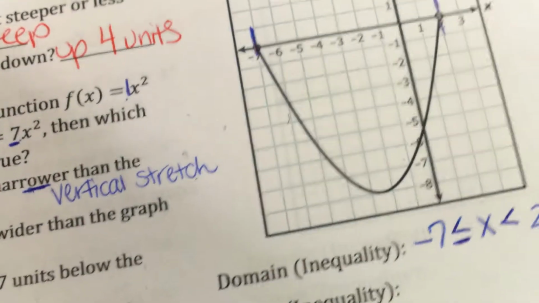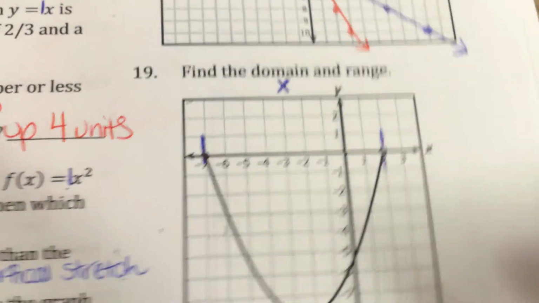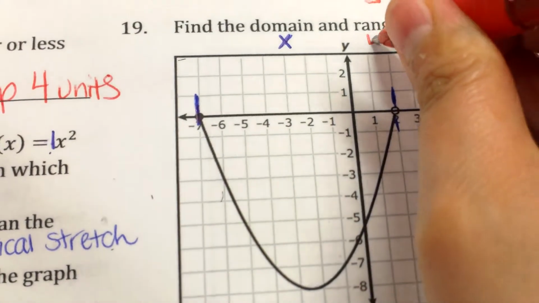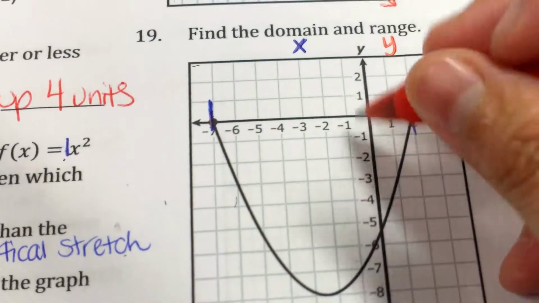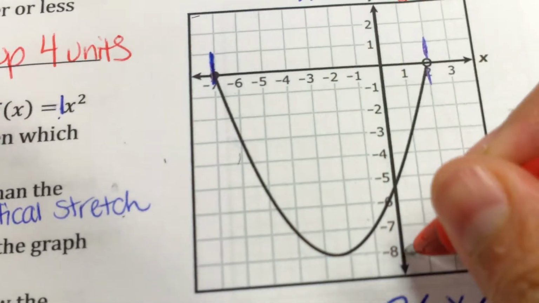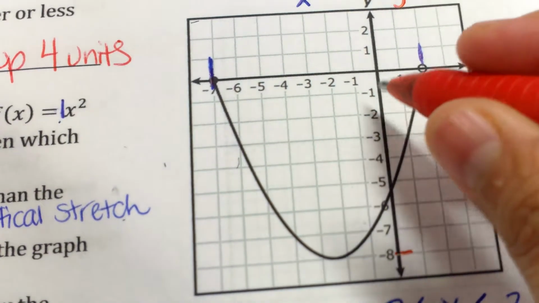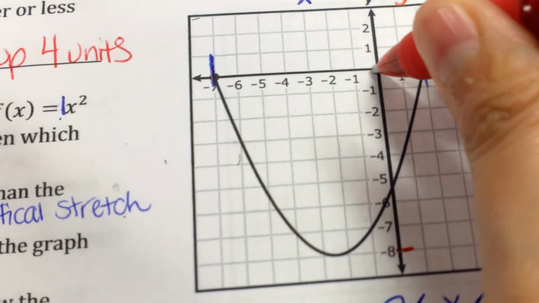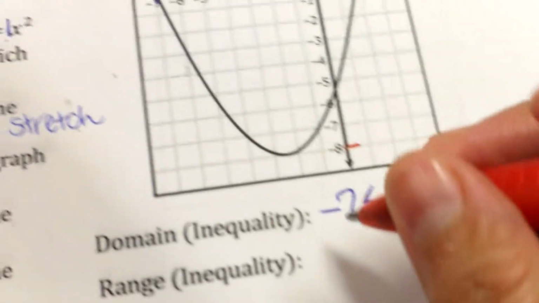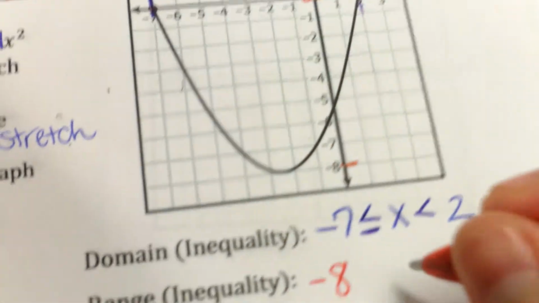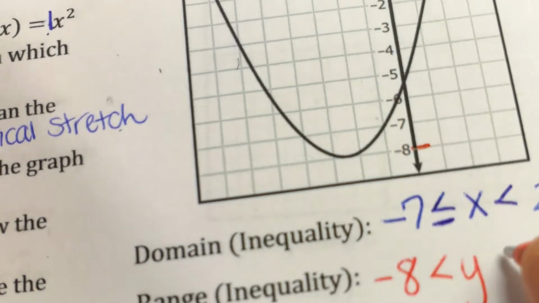Your range is your y. I'm going to use red. So it would be from the y-axis, but we would start from the negative to the positive. So here it would start at -8 because that's where my graph starts, and it ends at this number right here, which is 0. So here I would put -8, then my y, and then my 0, and then we would put my inequalities.